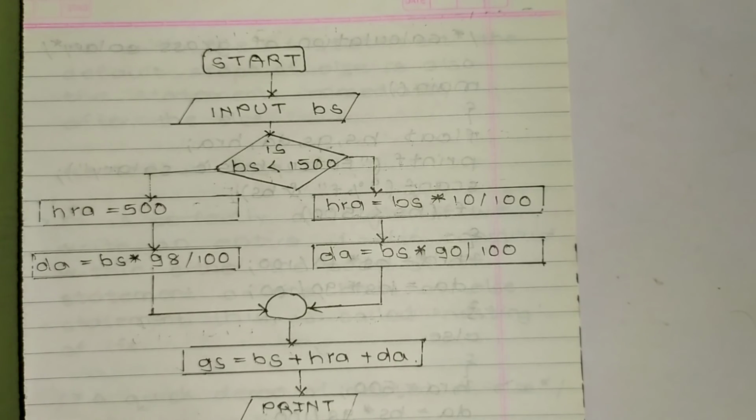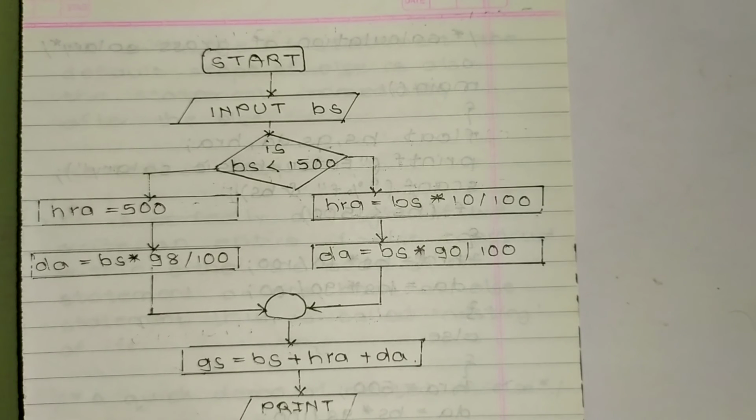Now if BS is not less than 1500, then HRA is equal to 500 and DA is equal to basic salary into 98%. So both inputs are given to GS is equal to, which is the formula for gross salary. So the gross salary GS is equal to BS, that is basic salary, plus HRA plus DA.